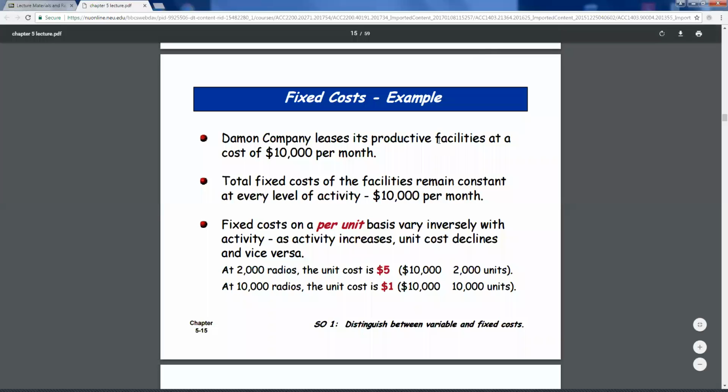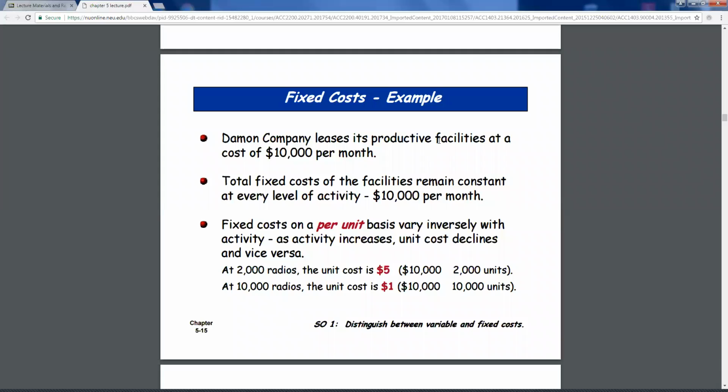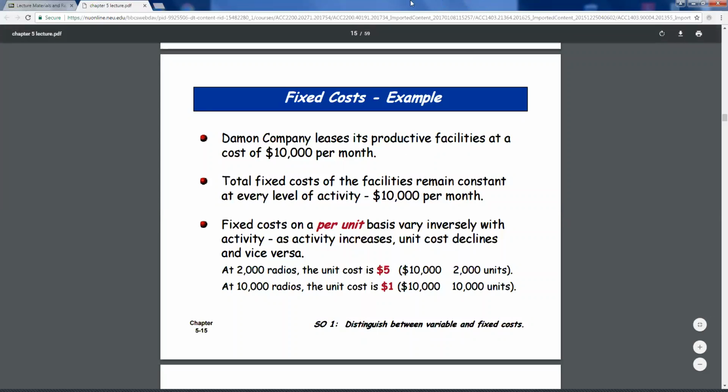So in this case, they talk about one dimension of fixed cost, which is the lease cost of $10,000 per month. So Damon leases a facility, they pay $10,000 per month. That does not change with level of activity. And you can see that the calculation is if they sell 2,000 radios, then the fixed cost per unit is $5. If they sell 10,000, the fixed cost per unit is $1.